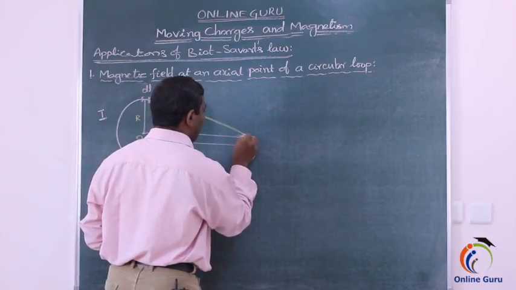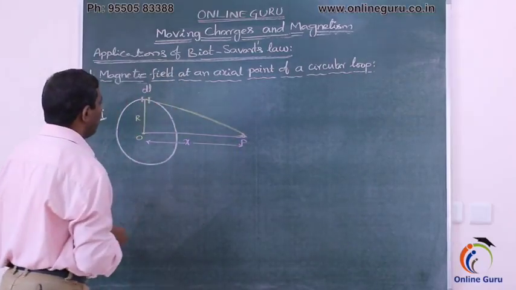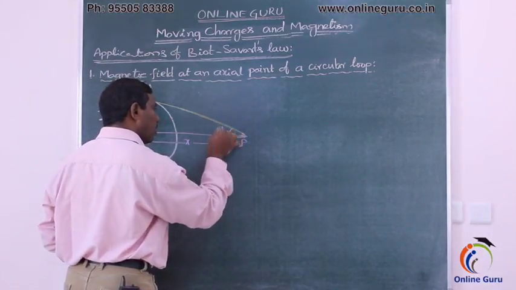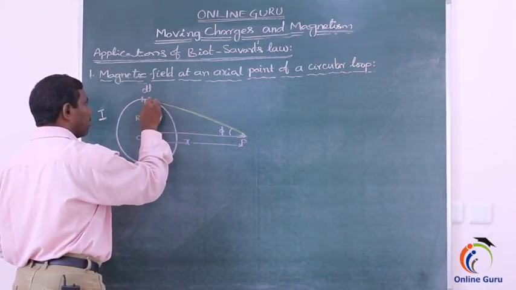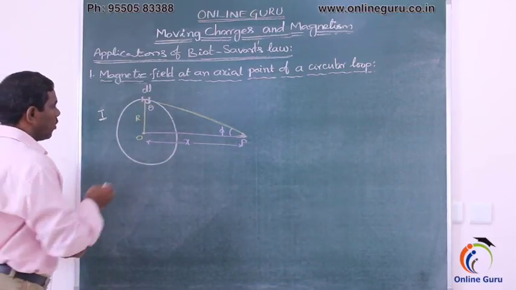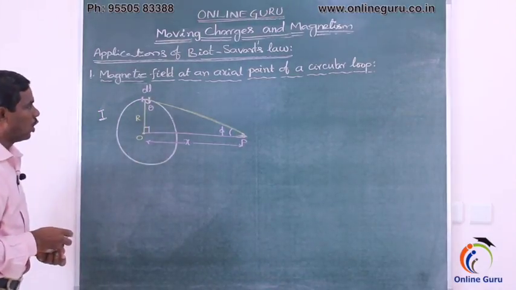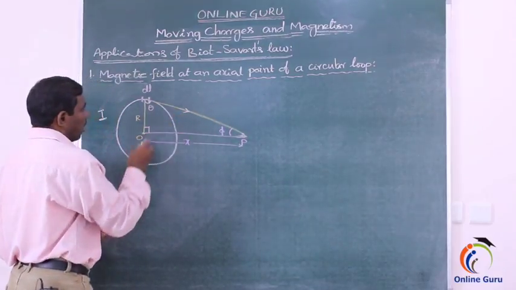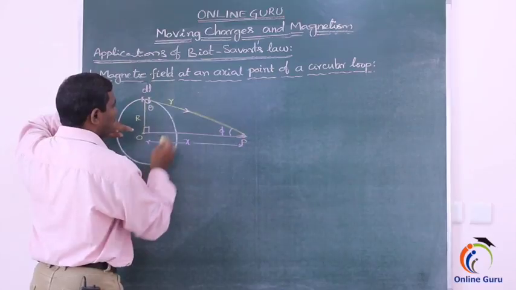When we draw this, at the point P it subtends an angle of phi. Therefore, the current element makes an angle theta with the line joining. At the center of the circle, the angle is a right angle, pi by 2. The distance from the current element to the point P is represented as small r.